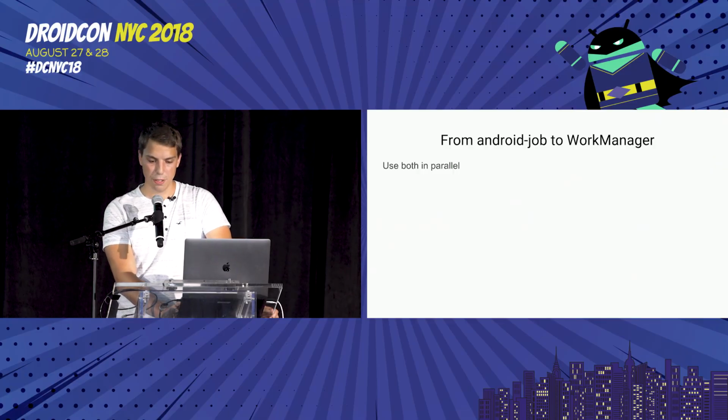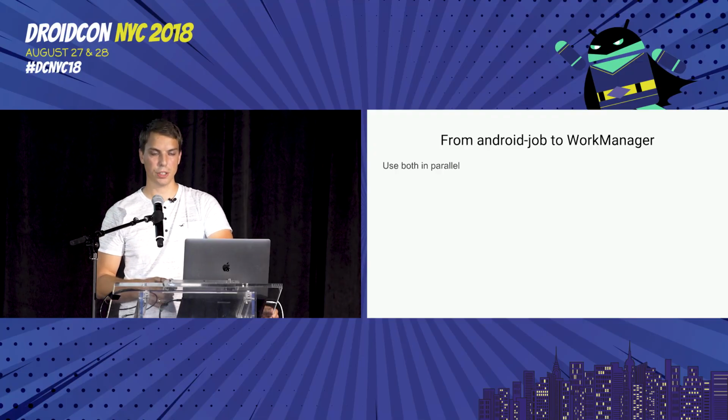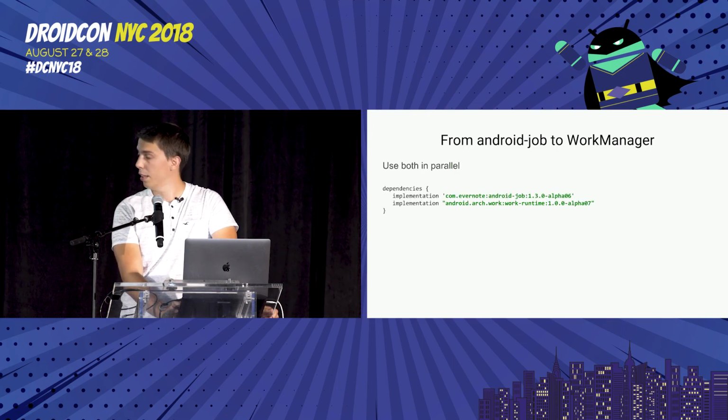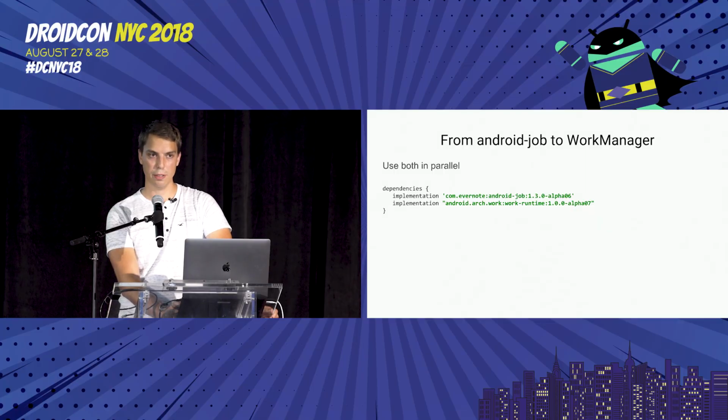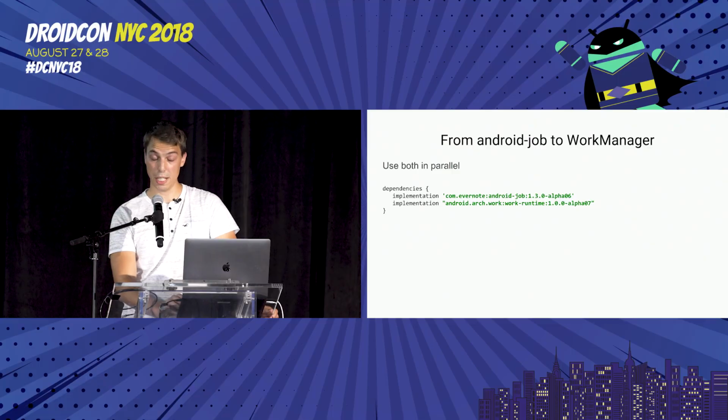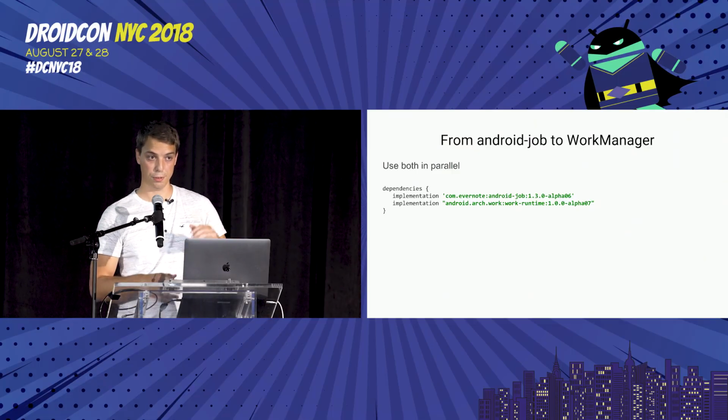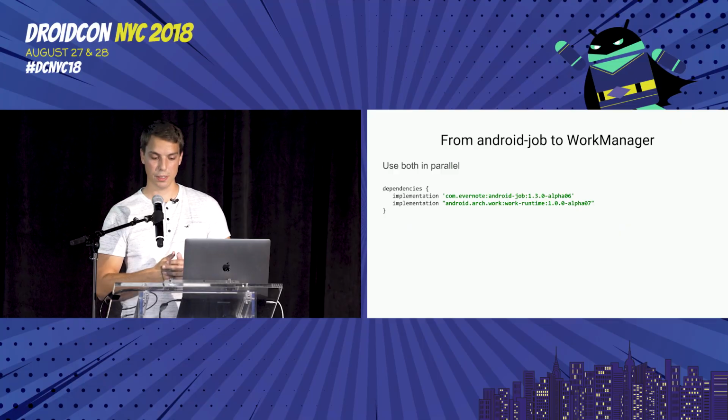So the question now is, if you follow my recommendation and start with Android Job and then later move on to WorkManager, how can you actually do this? You can actually use both in parallel, and this works really nicely. The only thing you need to do is add the dependencies. And I'm explicitly saying here that you should use Android Job in the next alpha release because it has an API for WorkManager. So you get all the good things from WorkManager inside of Android Job, like its own job scheduling engine, which is really nice.